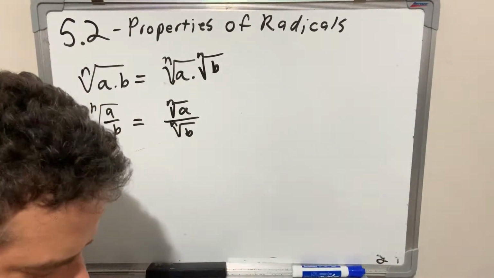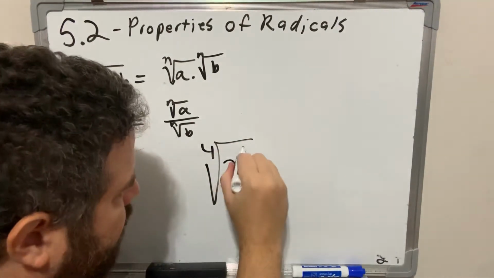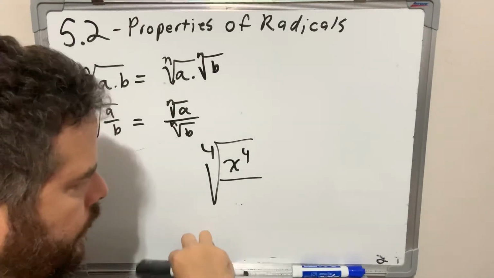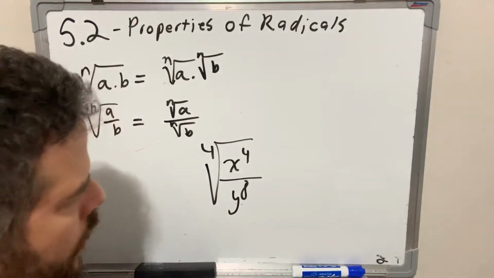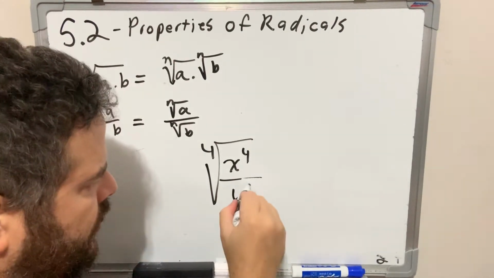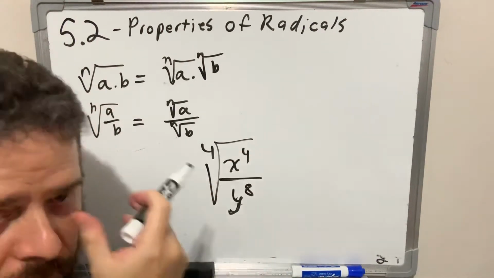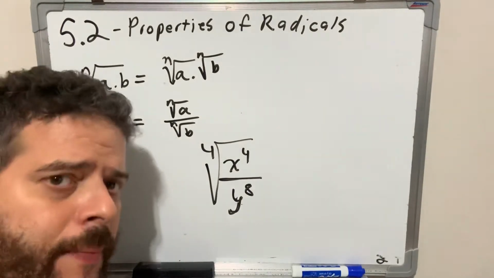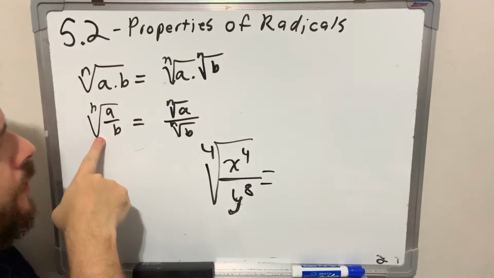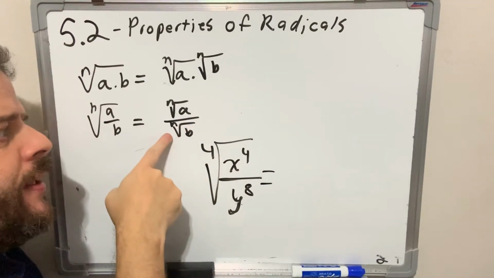When we look at division, we have the quartic root of x to the 4 over y to the 8. Note that in this division, the variables are different, so I can't just go ahead and cancel or simplify. To make my life easier, I'm going to split it up. I have one radical right now that has both variables inside, and I'm going to turn it into this.